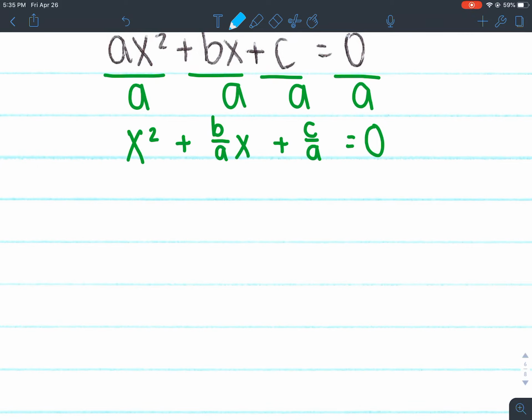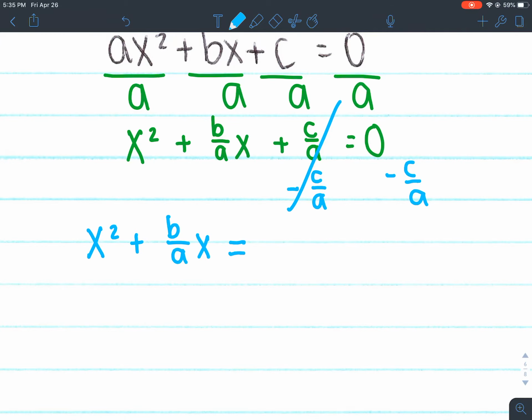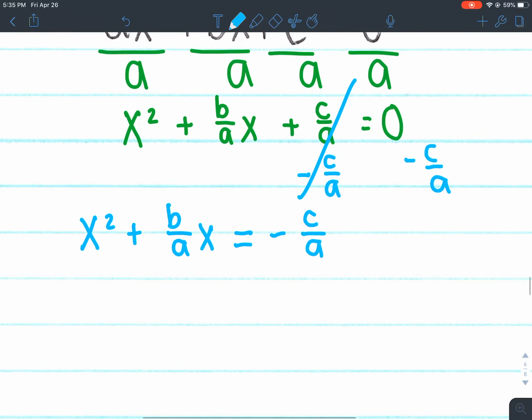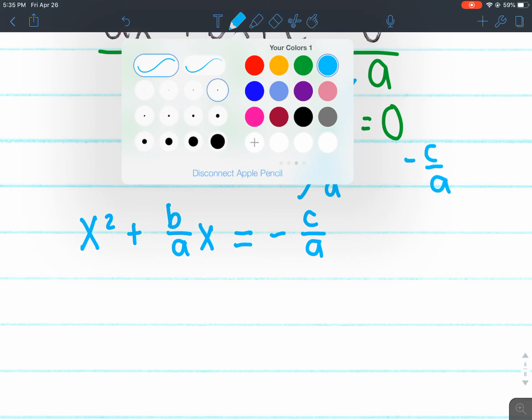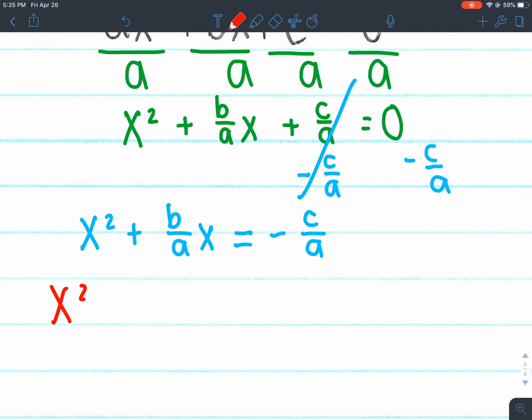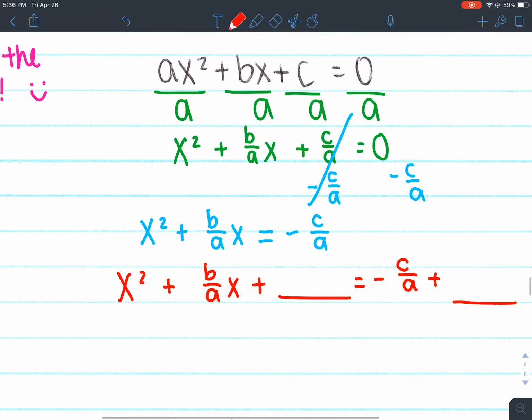Next part of completing the square, I want all of my variables on the left, all of my constants on the right. So I'm going to subtract c over a on both sides. Okay, so I have x squared plus b over a x equals negative c over a. And then here is where I add my blanks. I put in my missing blanks here that I need to fill in. Plus blank equals negative c over a plus blank.